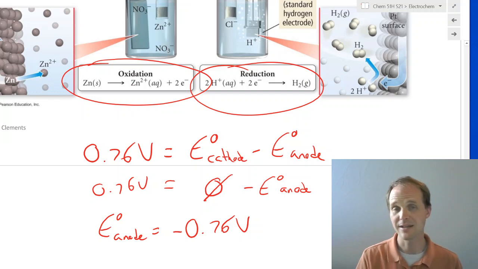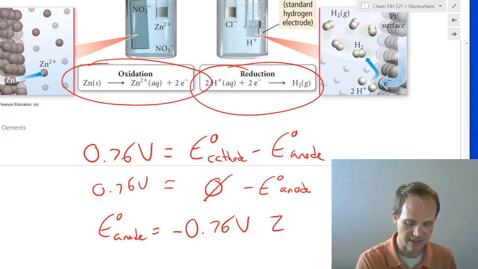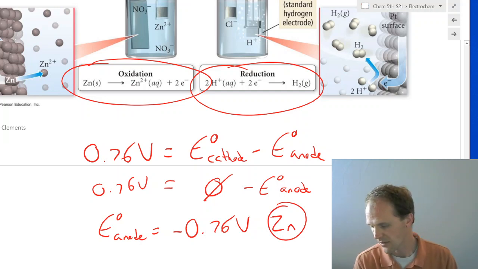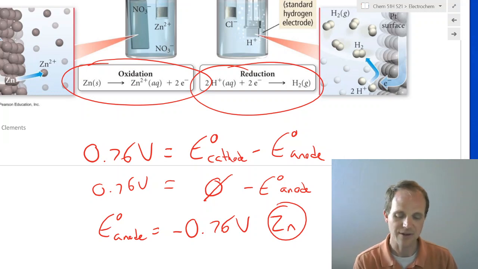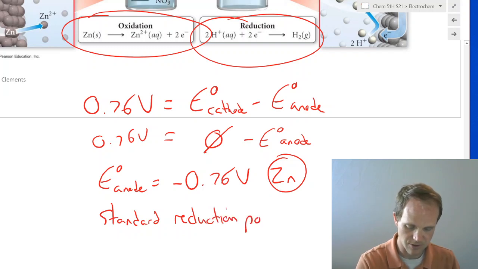Okay? And that minus just means relative to the standard hydrogen electrode. It is a negative value. Okay? And that's for zinc going to zinc 2+. So that is my standard cell potential. Now, here's the funny thing. This is also what we call the standard reduction potential of zinc.